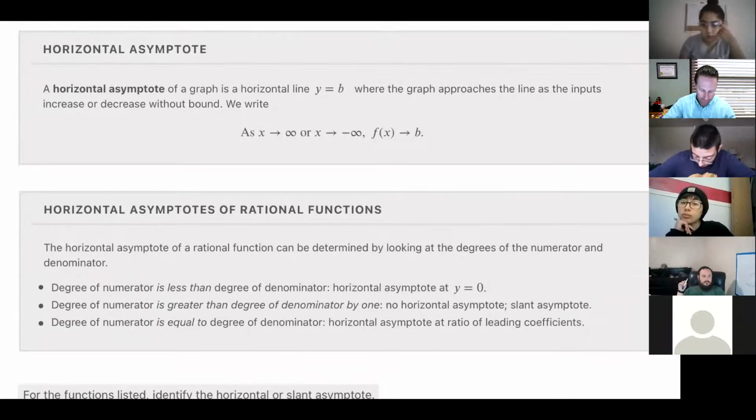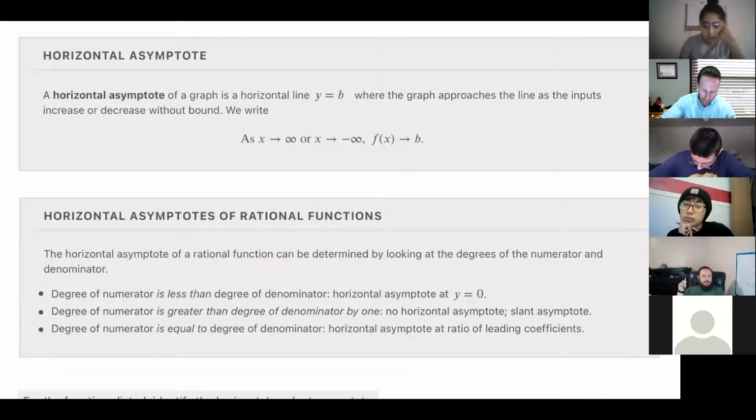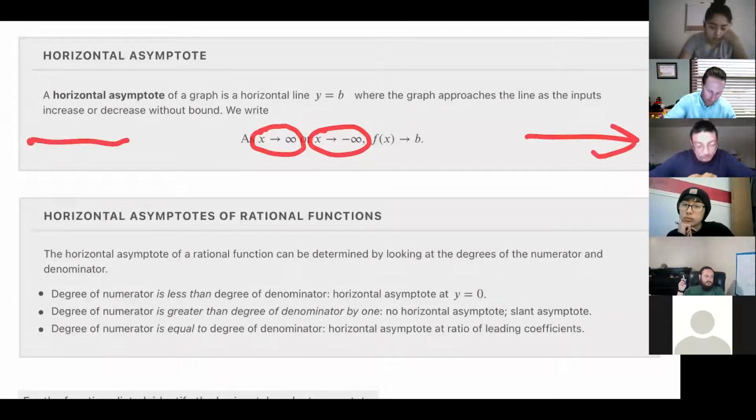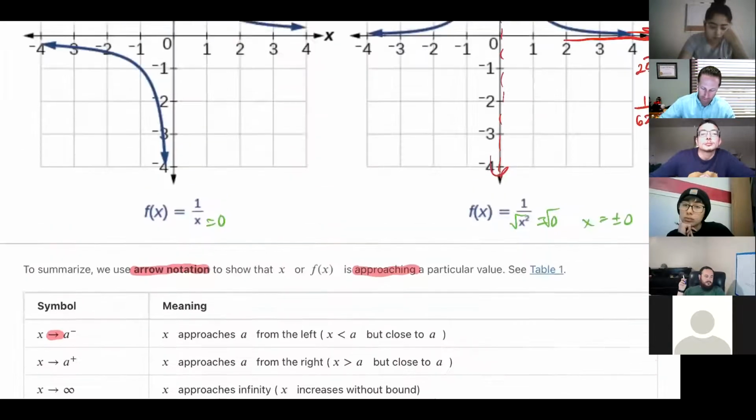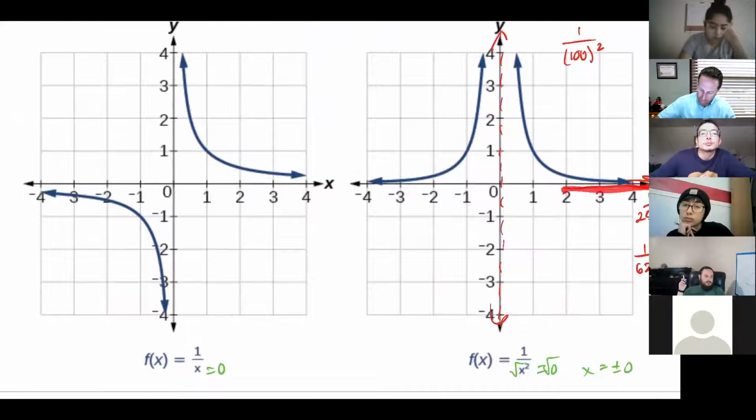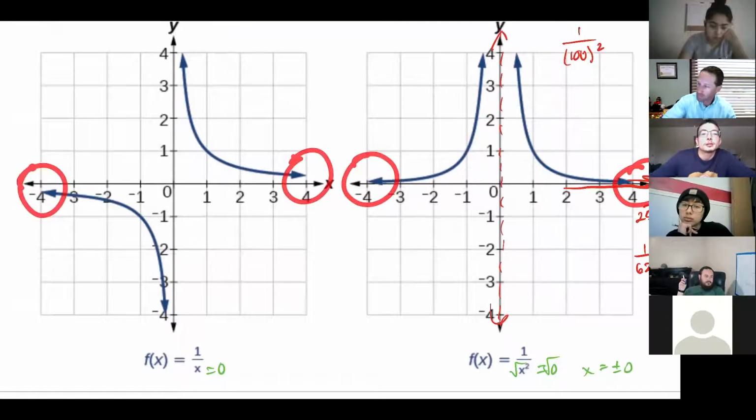A horizontal asymptote is when we go to the far right or the far left, all the way out here or all the way out here to negative infinity or positive infinity. We want to know if our y values are all approaching some number. Okay, like we saw in our graphs up here. We noticed that they were approaching what? Zero.